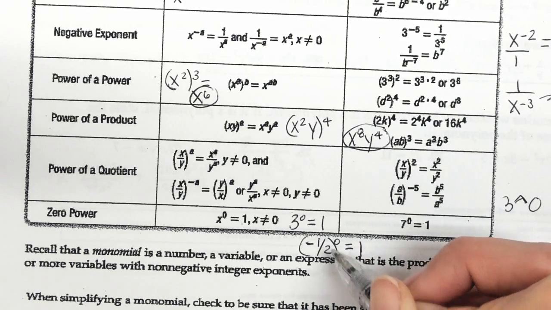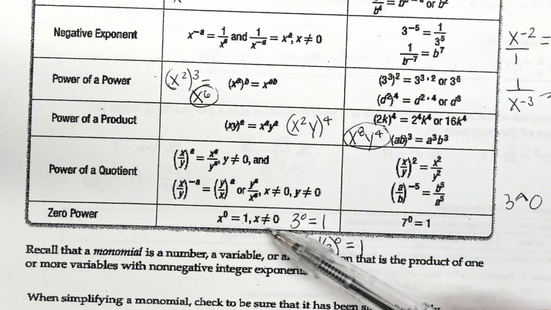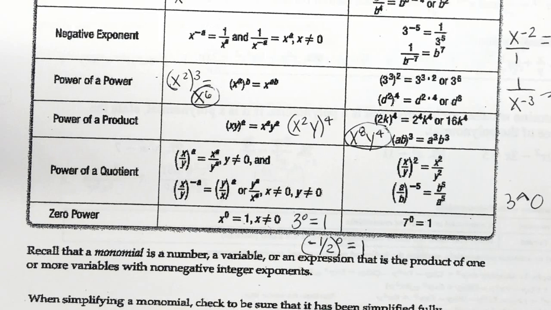Good. Anything raised to the 0 power is going to be 1 except 0. See where it says x cannot be 0? Try to raise 0 to the 0 power. Tell me what you get. Error. Good. Can't be done. So it's always just going to be 1, unless it's 0. Then you can put undefined.